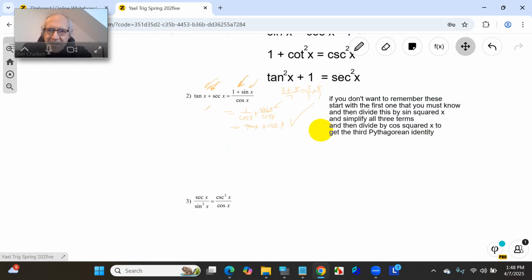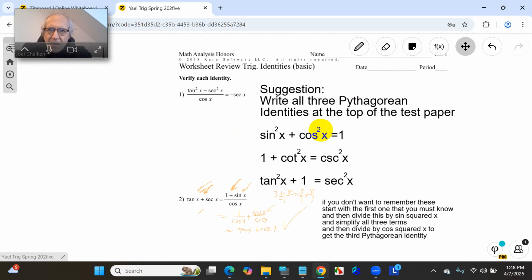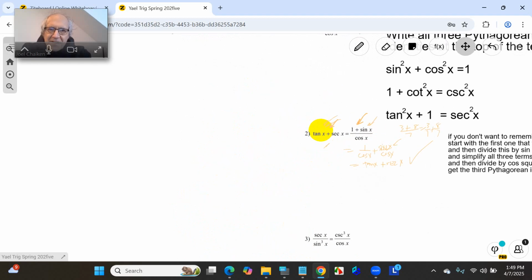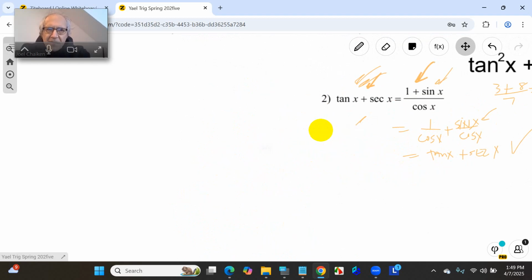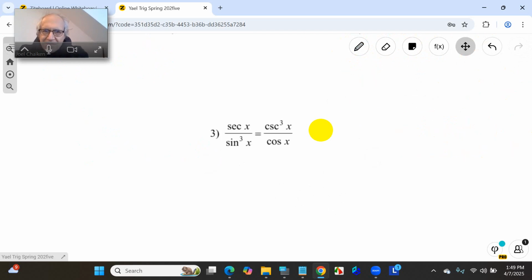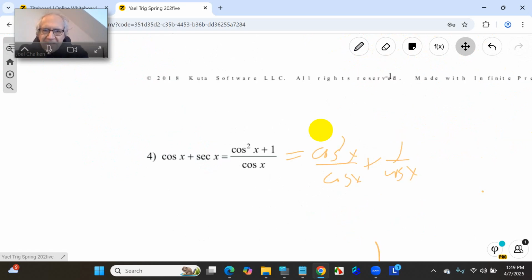So we should do one where you actually have to add and subtract the fractions. I'm not sure which one. Well, this one, maybe. Tangent is sine of x over cosine of x, plus secant is 1 over cosine of x. Oh, well, that's easy. There's a common denominator, so you're fine there. It'd be nice to find one.